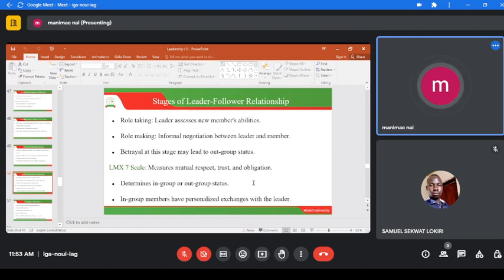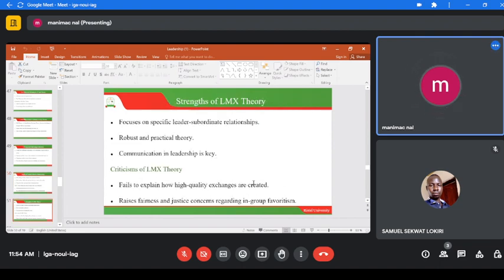They have personal exchange with the leaders, or they have more time with the leaders, personal exchanges of ideas and everything, because they have more time with the leader than the out-group.